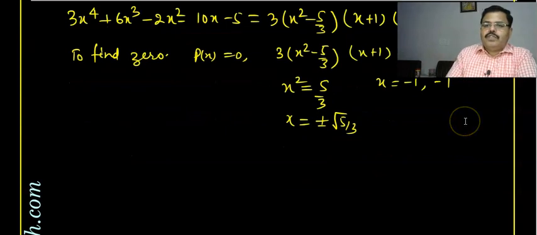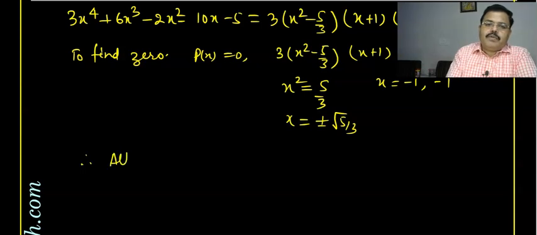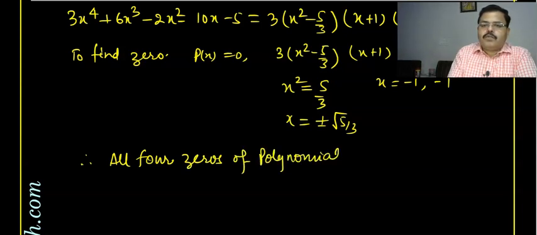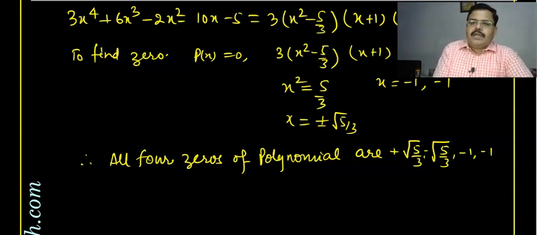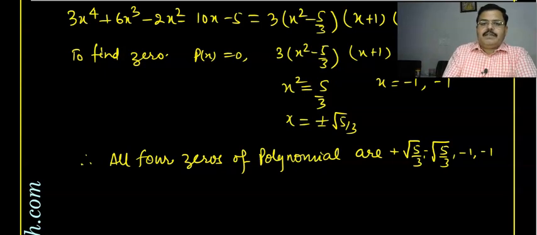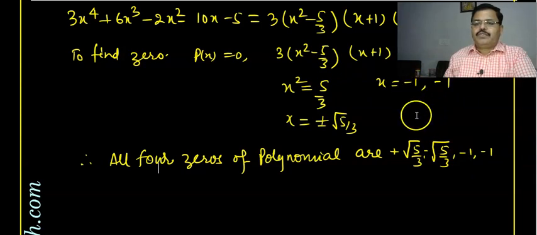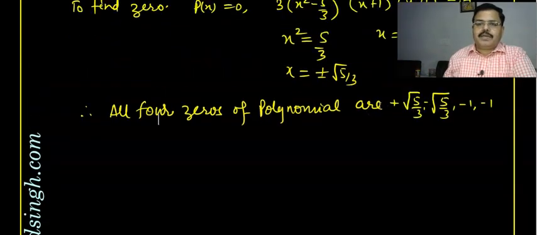So all four zeros of the polynomial are plus root 5 by 3, minus root 5 by 3, minus 1 and minus 1. These are the four zeros. You need to write all four zeros, because it is given in the question to write all four zeros, not only two. If you write the last two only, the teacher might deduct marks.